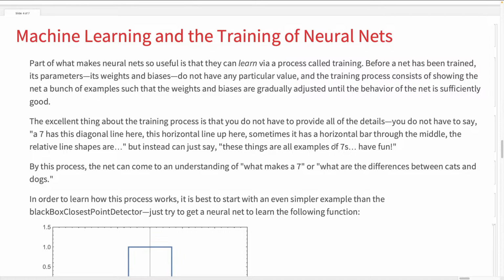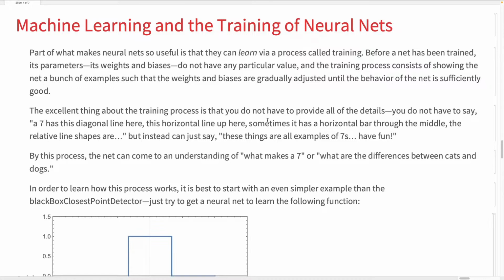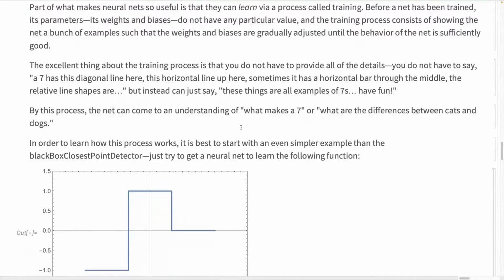Before a network has been trained, the parameters, that is the weights and biases, like the connection strengths in that network, don't have any particular value, and you just set them at random. In the training process, you show the network a bunch of examples, and then it will adjust its parameters, its weights and biases, gradually until the net does a good job of replicating the things you're showing it. So let's get into an example here.